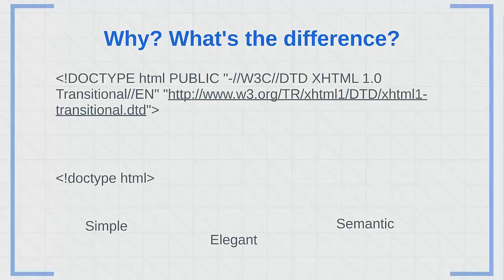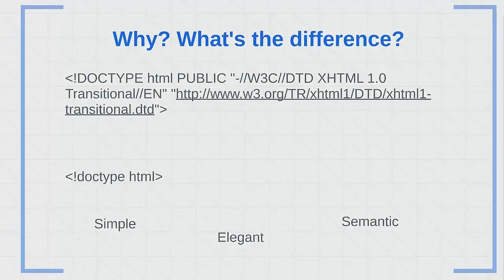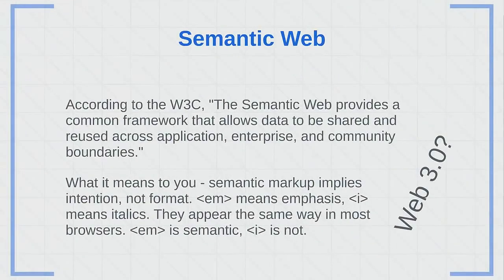The goal of HTML5 was to make it simple, elegant, and semantic. Now, I'm reasonably certain you know what the words simple and elegant mean. But what's semantic? According to the W3C, the semantic web provides a common framework that allows data to be shared and reused across application, enterprise, and community boundaries. I'm sure that makes it completely clear to you.